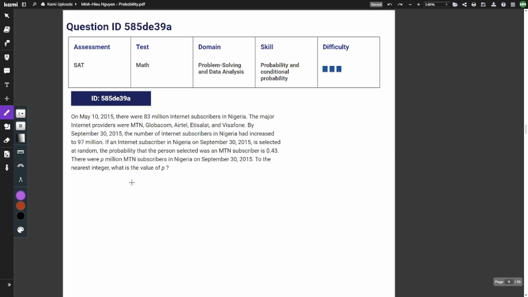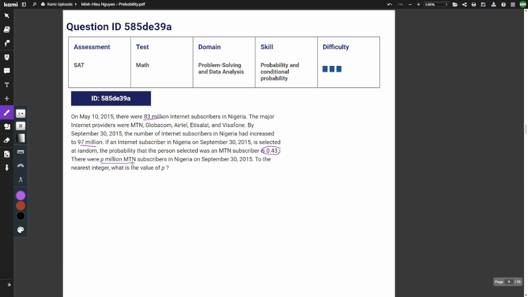Question number 9. Okay. On May 10th, 2015, there were 83 million internet subscribers in Nigeria. The major internet providers, I don't care about that. By September 30th, 2015, the number of internet subscribers in Nigeria had increased to 97 million. If an internet subscriber in Nigeria on September 30th, 2015 is selected at random, the probability that the person selected was an MTN subscriber is 0.43.